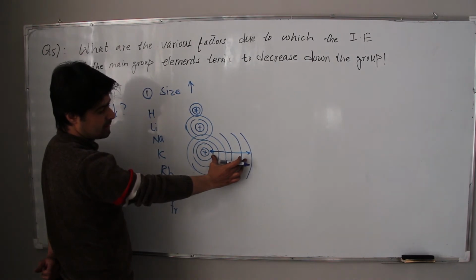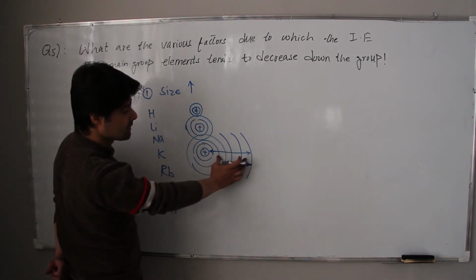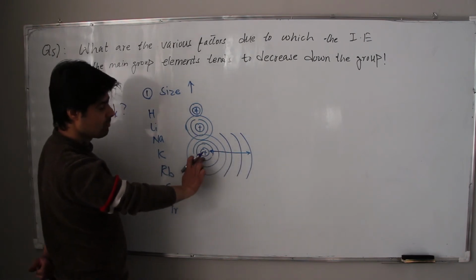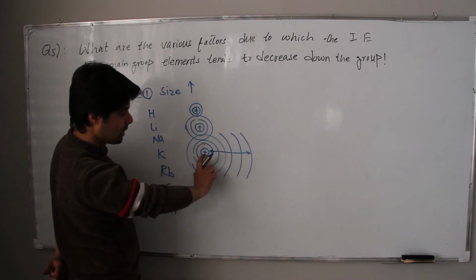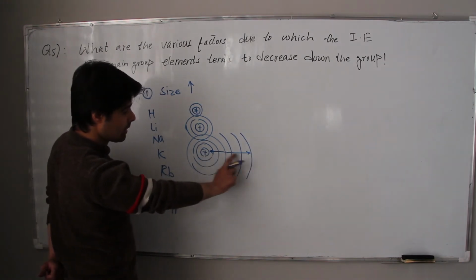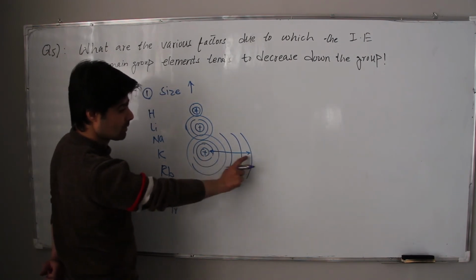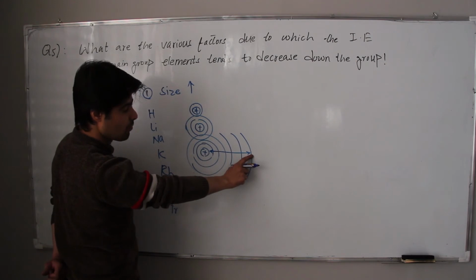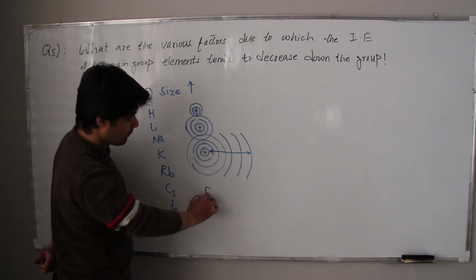I think the distance is more. Whenever we have more distance, the attraction between the nucleus and the charge, in here we have protons and in here we have electrons, decreases. By increasing the distance between the protons and electrons, the force of attraction is decreasing. Why? Because of the Coulomb force.